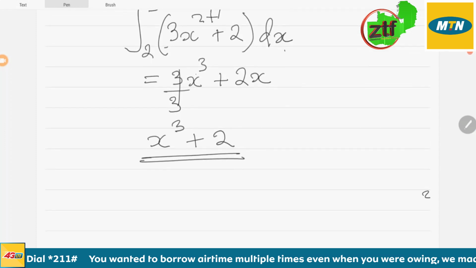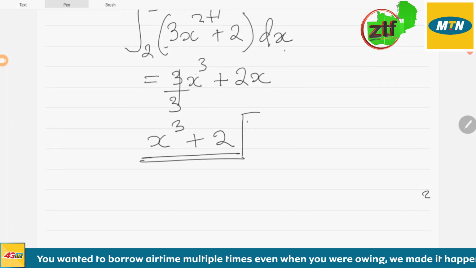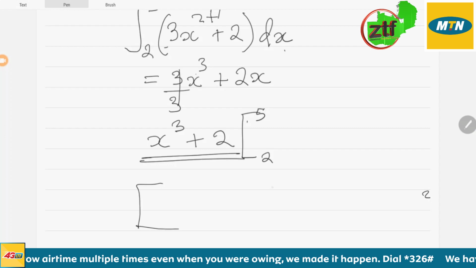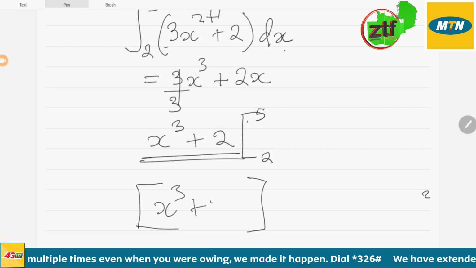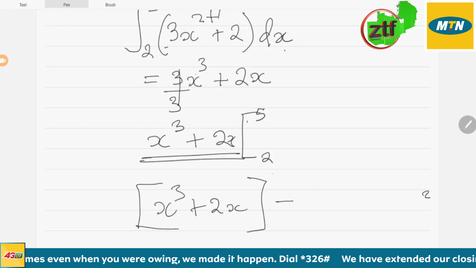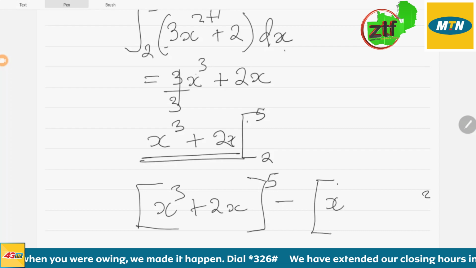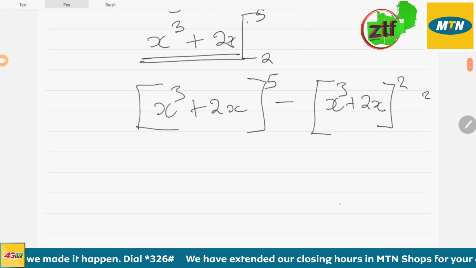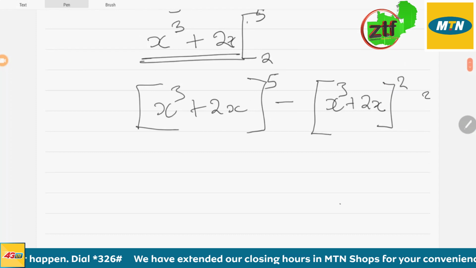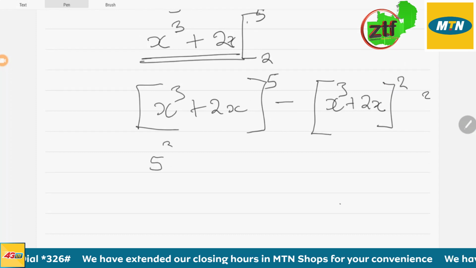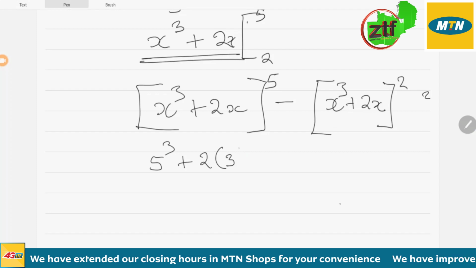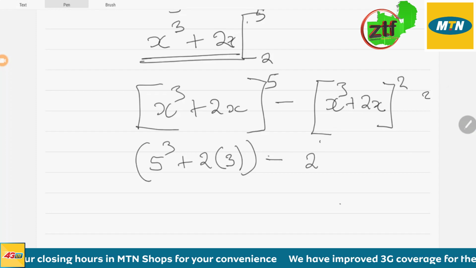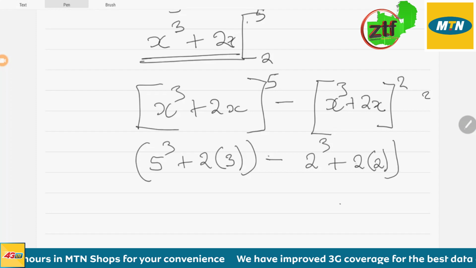Now from here, we need to bear in mind that we're supposed to have it raised to 5 and 2 there. So we are going to have these expressions where we say x to the power 3 plus 2x, with 5, minus x to the power 3 plus 2x, and we have a 2 there, right? So we're going to replace x with 5 wherever there is x. So we're going to say 5 cubed plus 2 times 5, minus 2 cubed plus 2 times 2, we do like that.